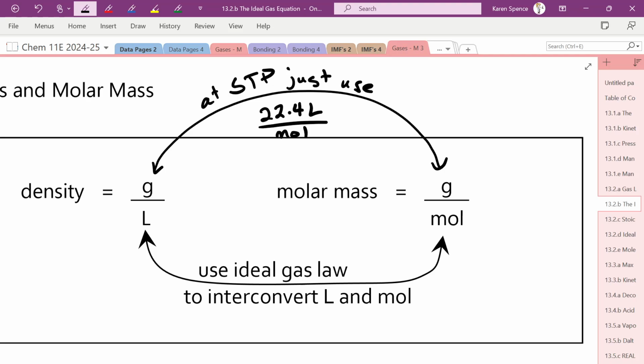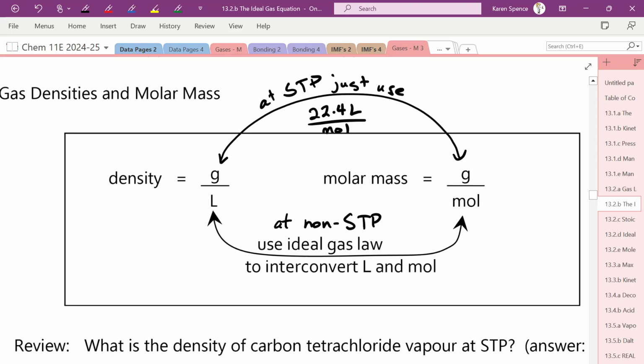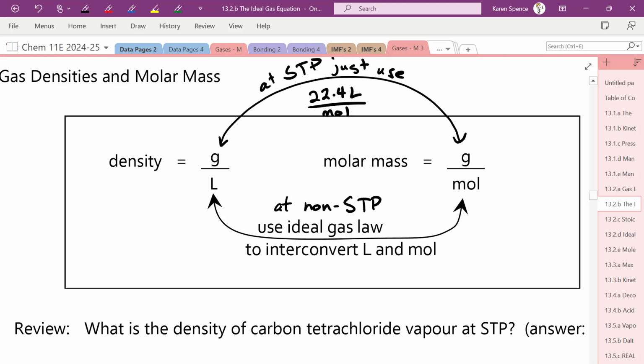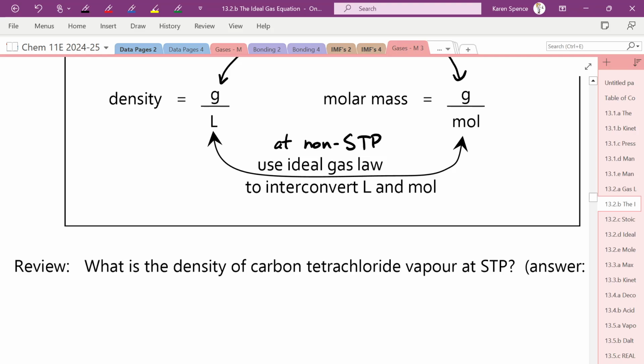But now we won't be at STP. At non-STP, you're going to use the ideal gas law to interconvert between the liters and the moles. So it's a bit of a pain. So let's just review for ourselves. What is the density of carbon tetrachloride vapor at STP?